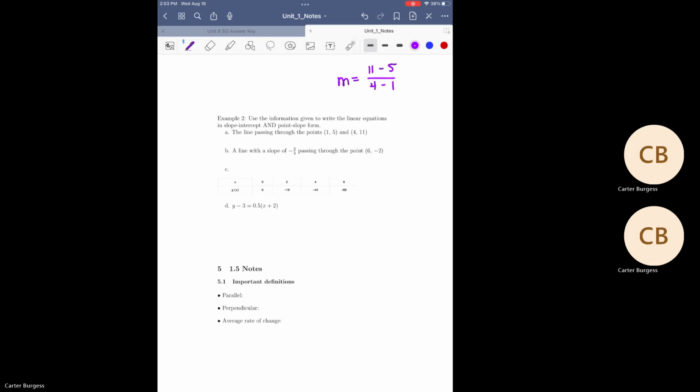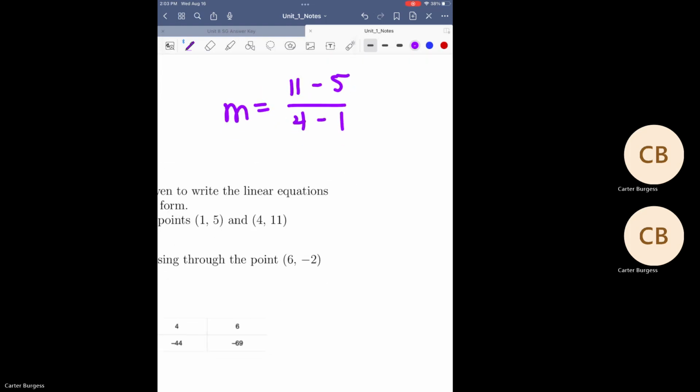All right, and what do we find here? Well, what we find here is that this is going to be 6/3, or a slope of 2. That is actually all the information we need to fully write out the equation for this. Or actually, basically done.